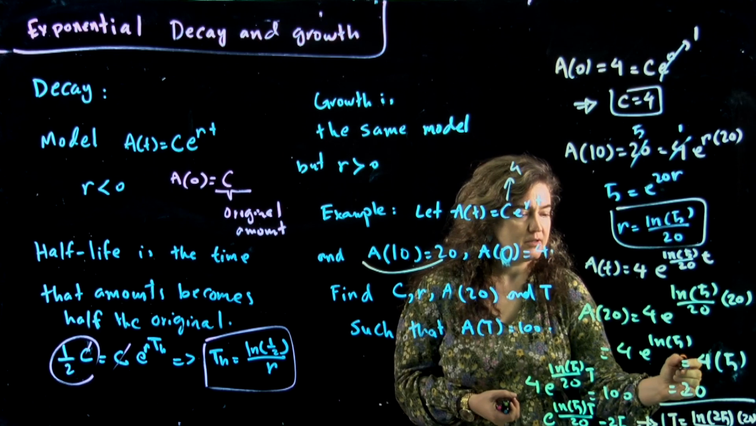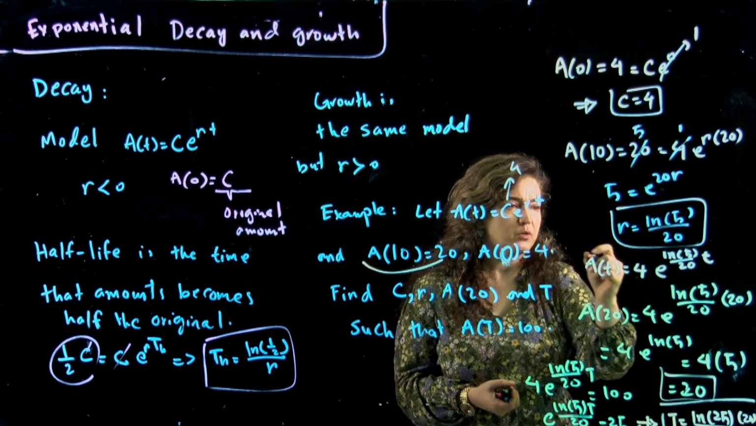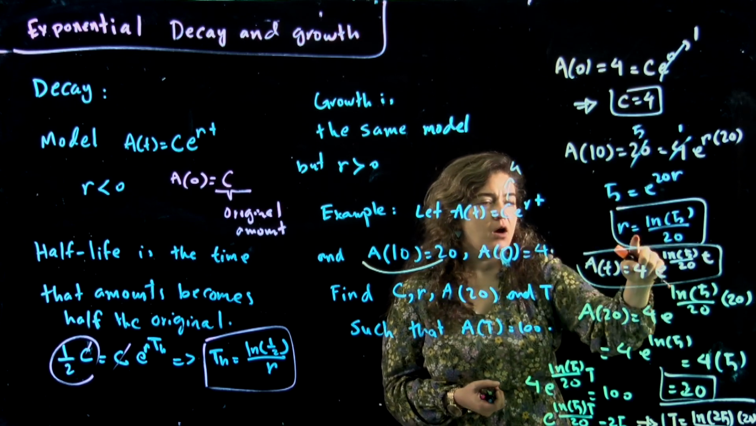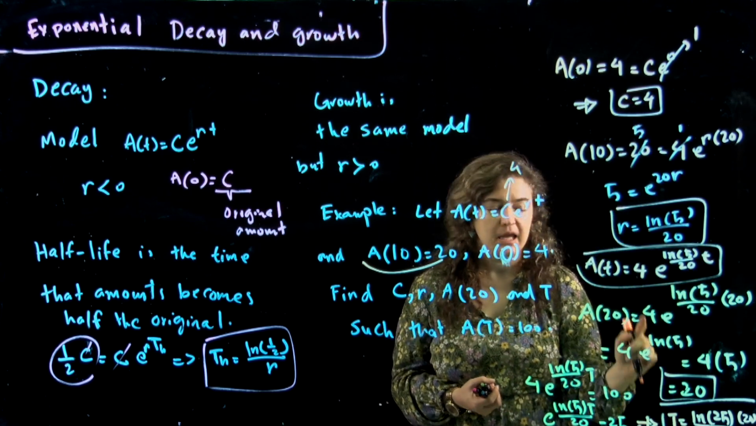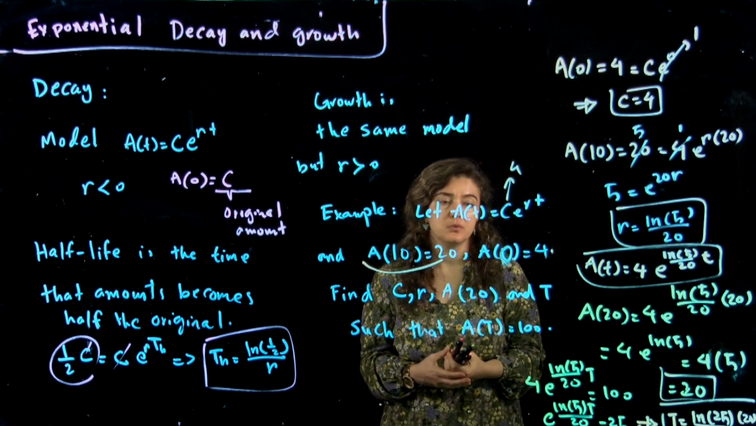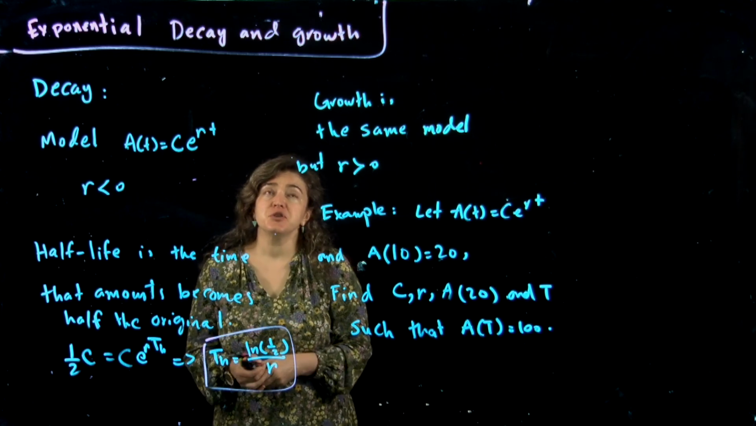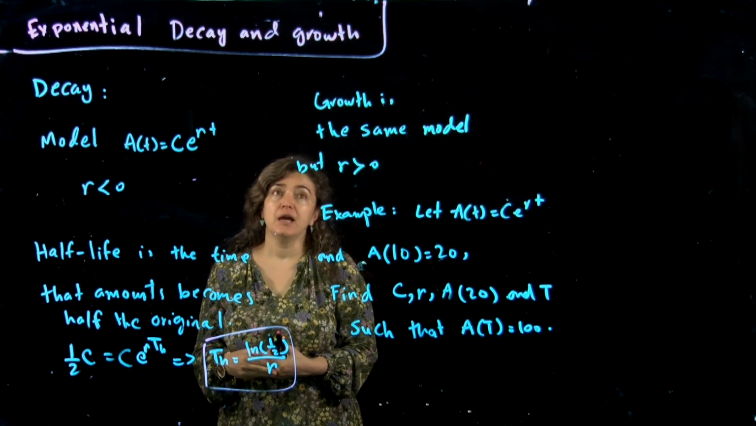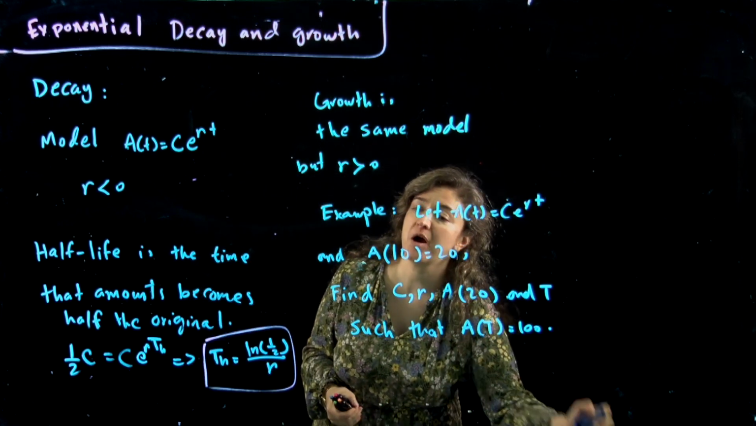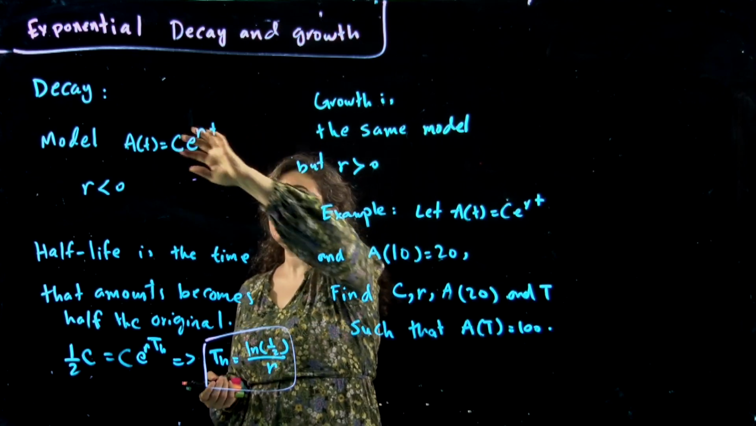That's one answer. That's another answer. And the model looks like that. C, the model, a of 20, and t such that a of t is equal to 100. We're discussing exponential decay and growth, and usually this entails some word problems. First, let's talk about the model.